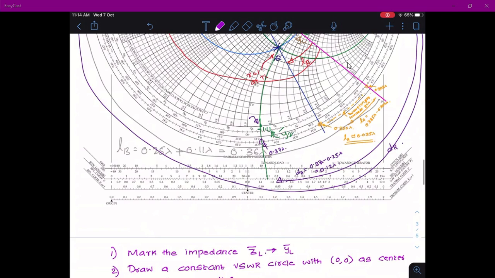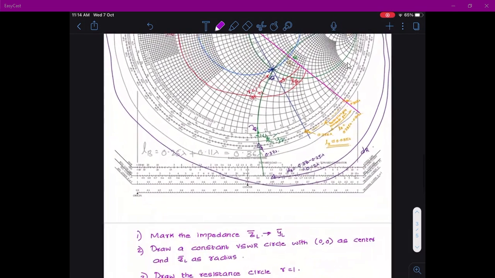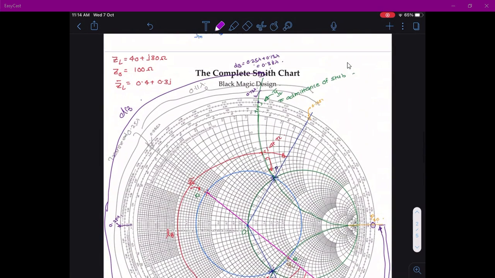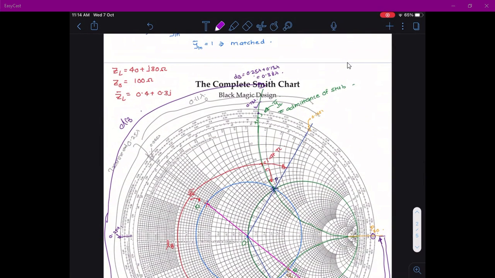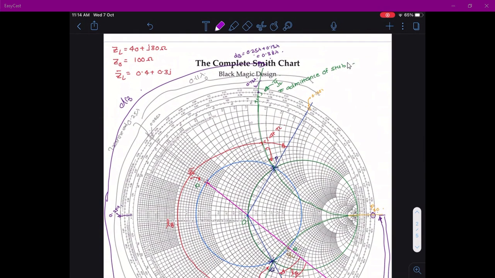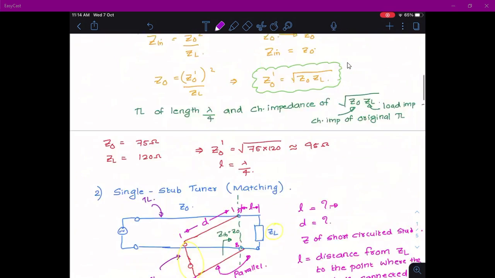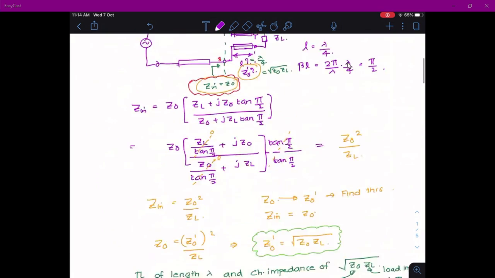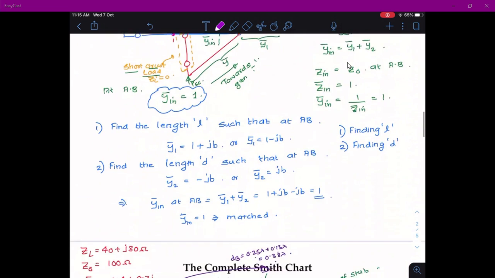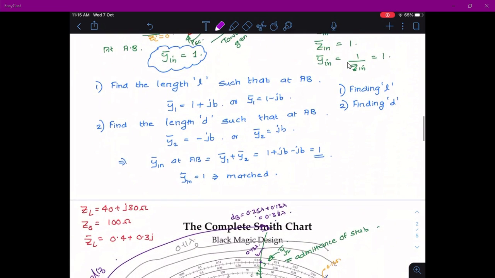Now this is a bit of a tedious procedure, but if you try many examples, then you will be able to understand this. Okay. So I think we will stop it here. So this is almost at the end of module number 5, where we did the single stub matching.